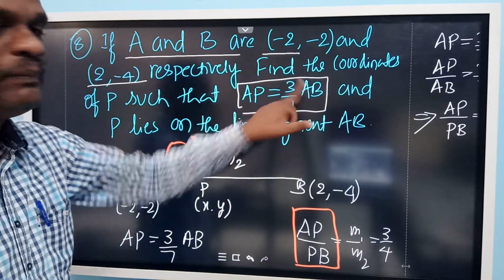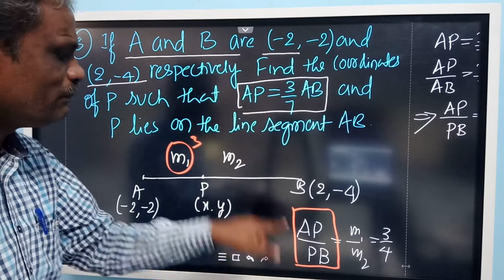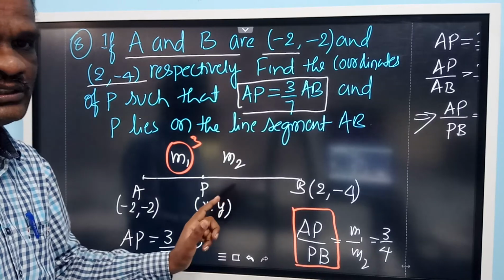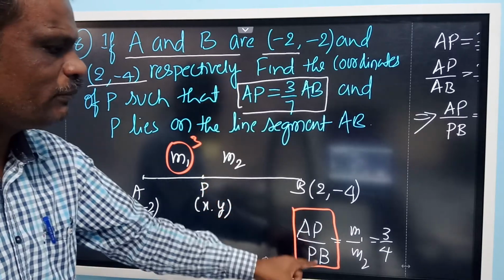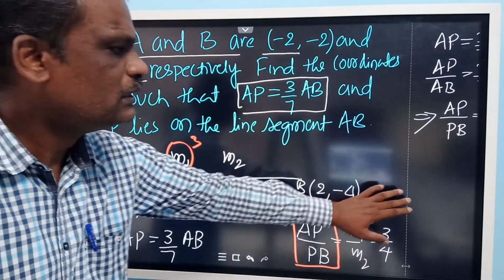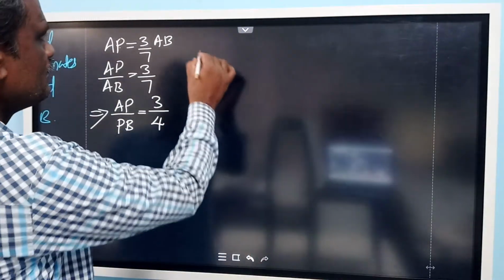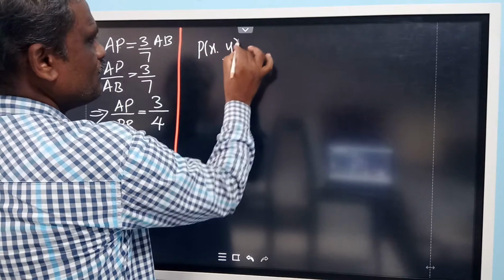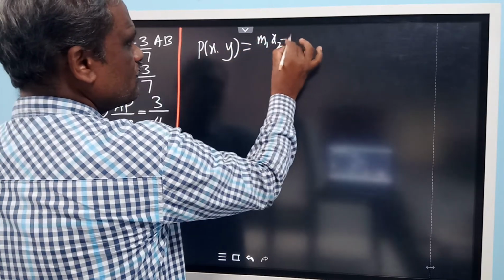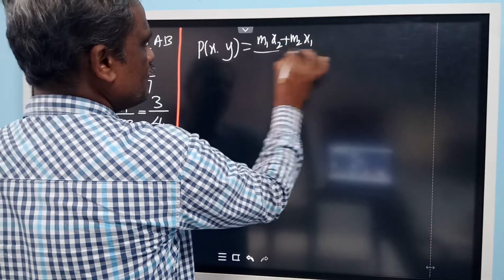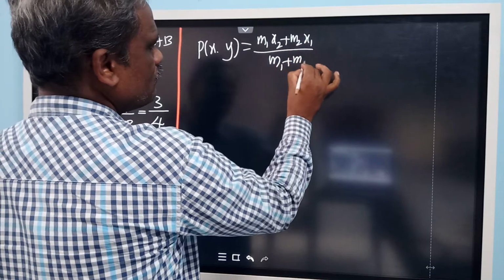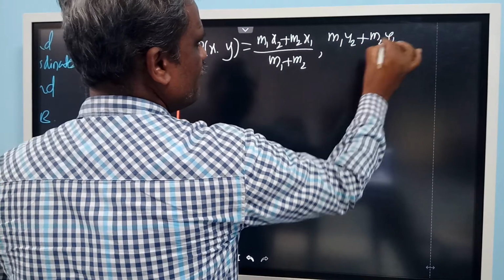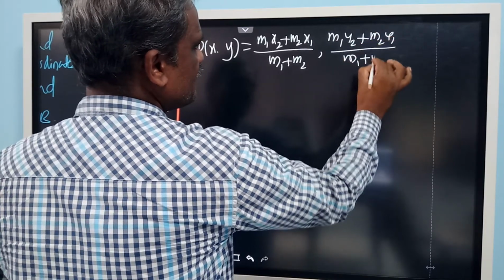AP by AB we are given, but we want AP by PB. So carefully observe the ratio and find out the required ratio here. The required ratio is AP by PB, that is 3 by 4. So directly now you can use the section formula. Section formula says P of x comma y is equal to m1 x2 plus m2 x1 divided by m1 plus m2, then m1 y2 plus m2 y1 divided by m1 plus m2.